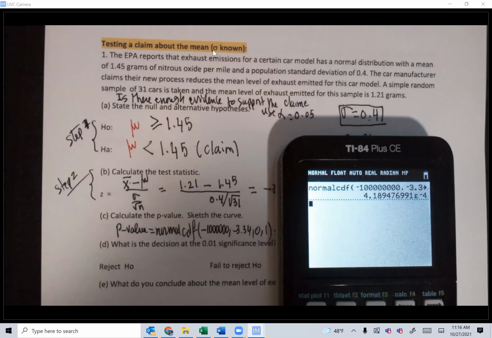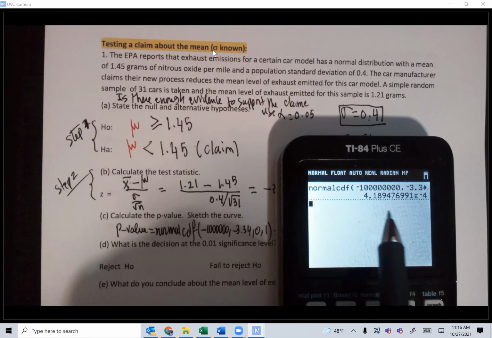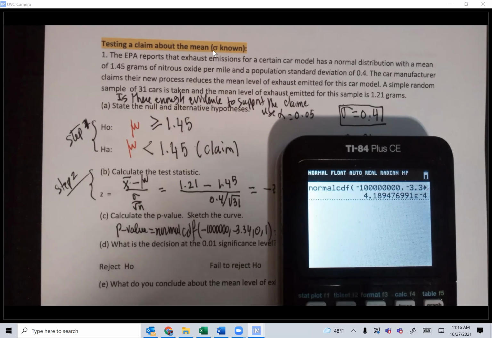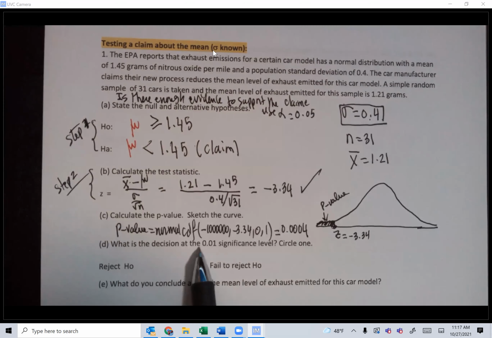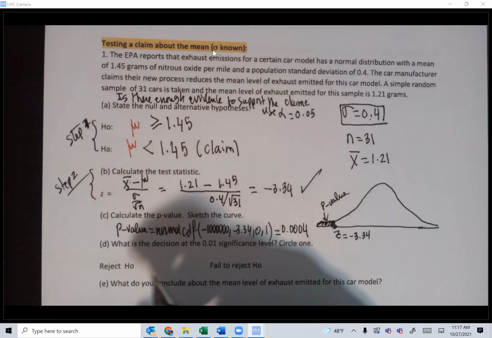Okay, can you read the answer, guys? What would that be? E minus 4 means you have to move the decimal point 4 digits to the left, so it would be 0.0004. Which is less than alpha. Alpha, he says, use 0.01. So p-value is less than alpha. What's the decision? The first one or the second one, guys?